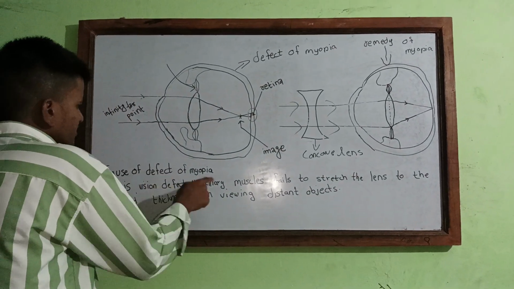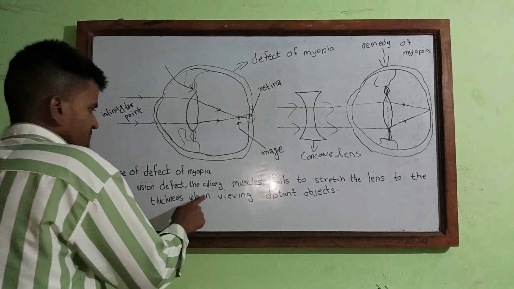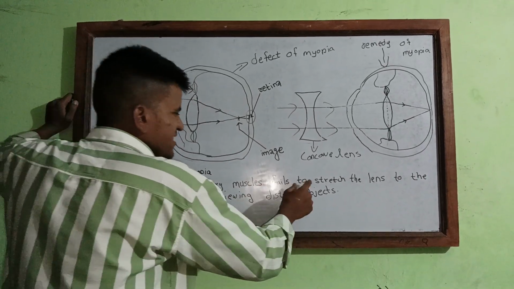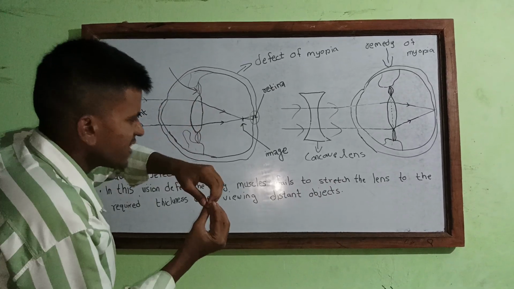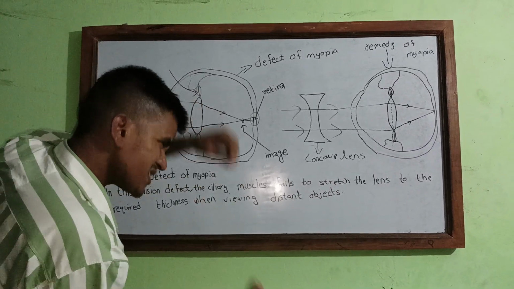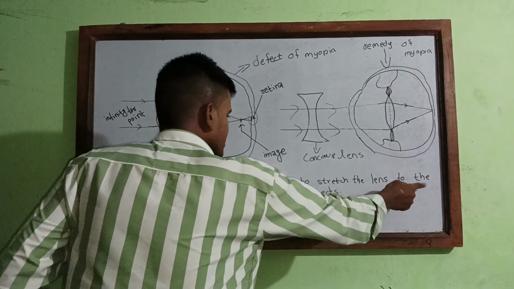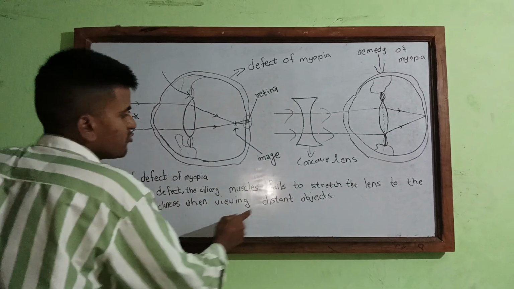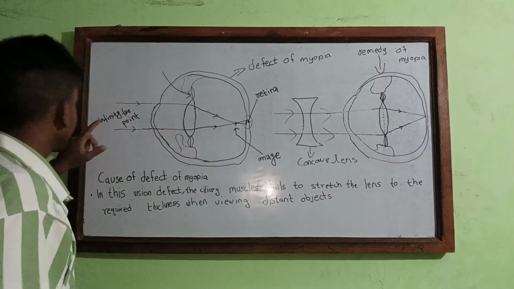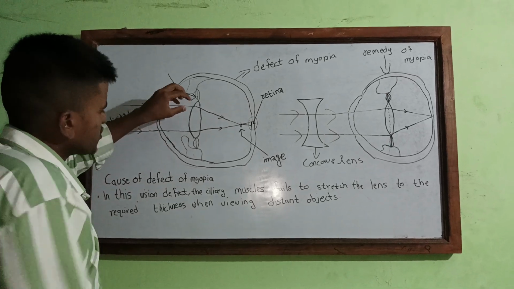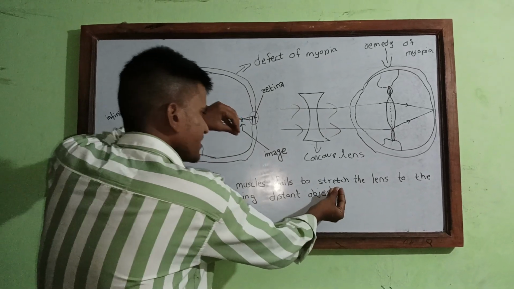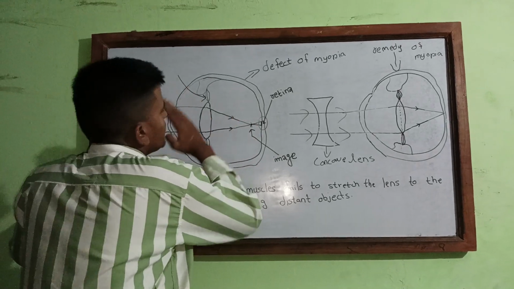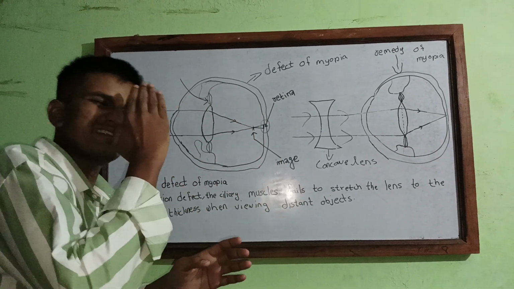So see the cause of defect of myopia. In this vision defect, the ciliary muscle, now ciliary muscle means this one, fails to stretch the lens to the required thickness when viewing distance object. See here, this is the distance object and it is unable to stretch. Okay, so that is why the image is formed right in front of the retina but not exactly on the retina.